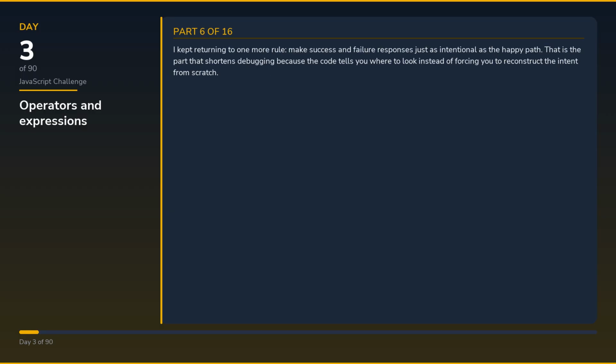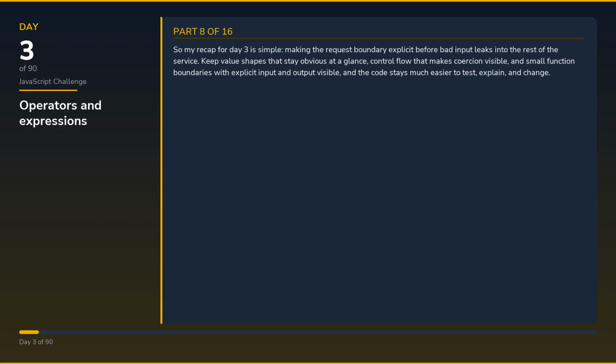I kept returning to one more rule: make success and failure responses just as intentional as the happy path. That is the part that shortens debugging because the code tells you where to look instead of forcing you to reconstruct the intent from scratch. The predictable mistakes were mixing validation, orchestration, auth, and transport formatting in one handler and returning convenient responses that drift away from the actual API contract. They look different on the surface, but both come from letting convenience win over clarity.